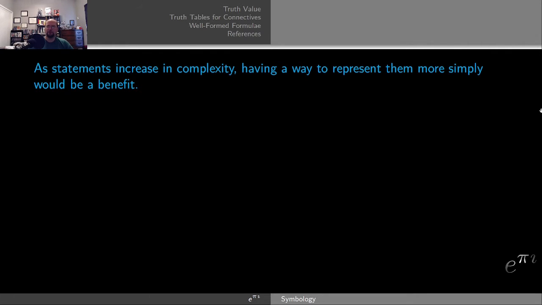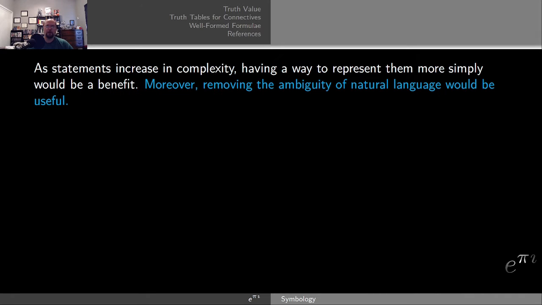Now, as statements increase in complexity, having a way to represent them more simply would be a benefit. Moreover, removing the ambiguity of natural language would be useful also. Now, I've been doing this series in English, and I plan to continue to do so, but there's no reason why you couldn't do a series like this in Spanish, Japanese, or some other language as well. So having an object language, something that's apart from the natural language, would be beneficial so you can essentially cross language barriers. But even then, let's restrict our attention to just English.